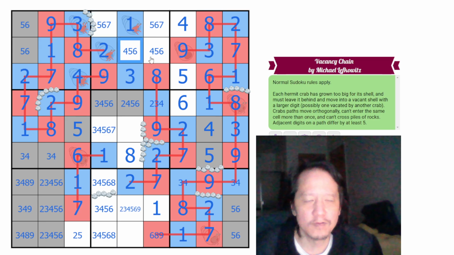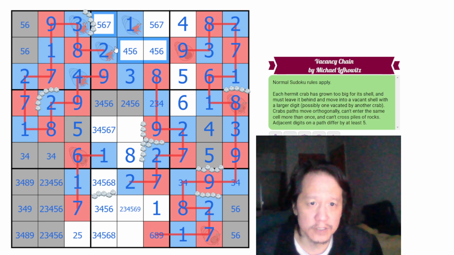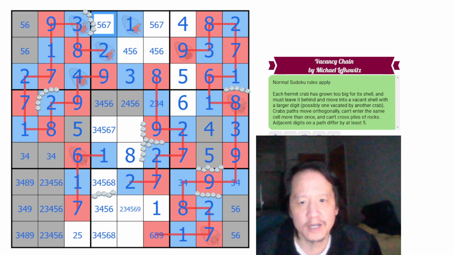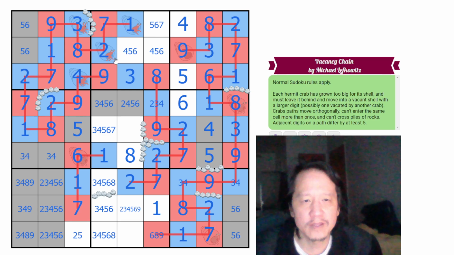This one cannot work because it must be next to 1 and 2. So this has to be the 7 and it has to be the high. So this is the path there. So the 1 goes to here, 2 here. This has to be 9, 3, 8.